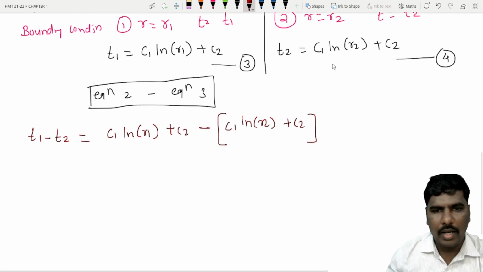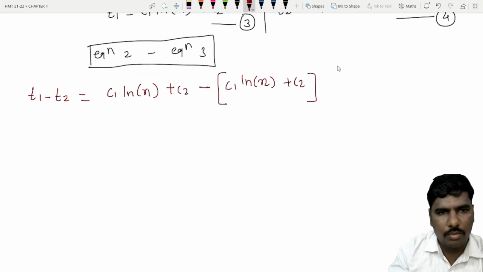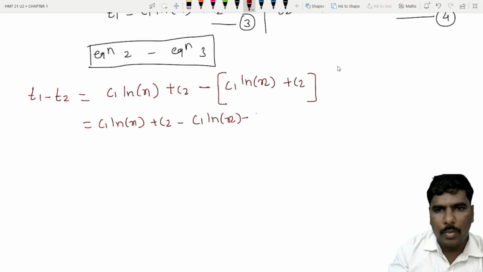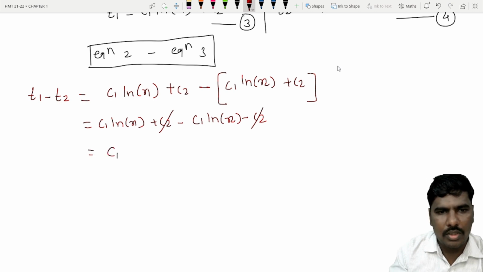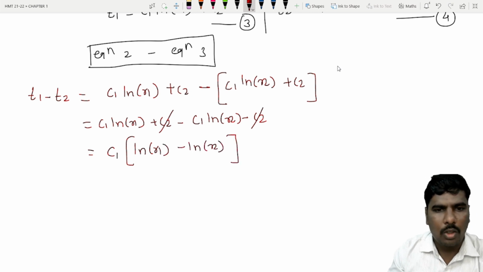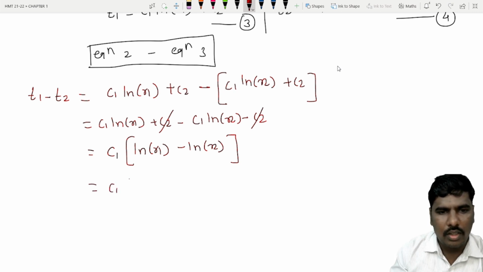When we remove this bracket, this equation becomes C1 ln R1 + C2 - C1 ln R2 - C2. Here +C2 and -C2 cancel, and the common part in these two terms is C1. So I am taking C1 common. Inside the bracket it is ln R1 - ln R2, where ln is the log base e. So we can write this equation as C1 ln(R1/R2), and that is equal to T1 - T2.